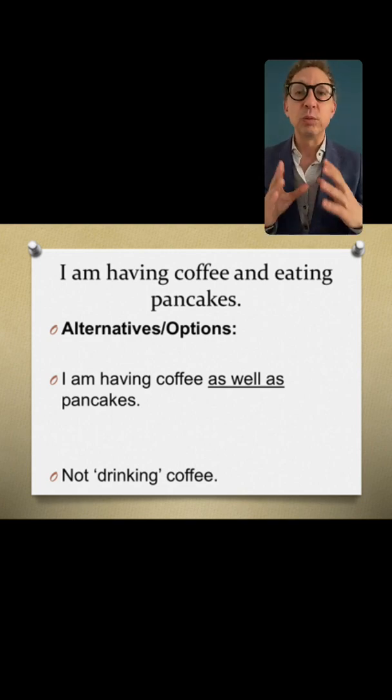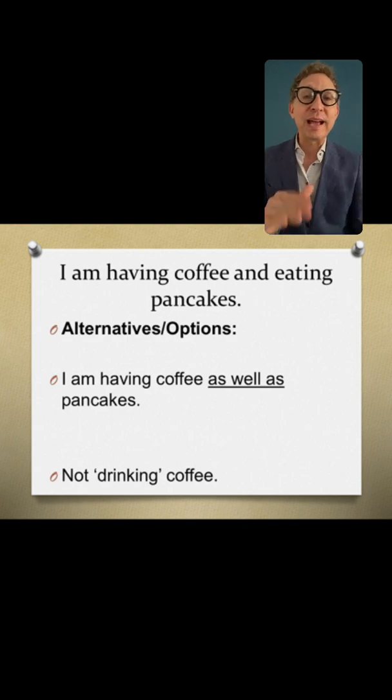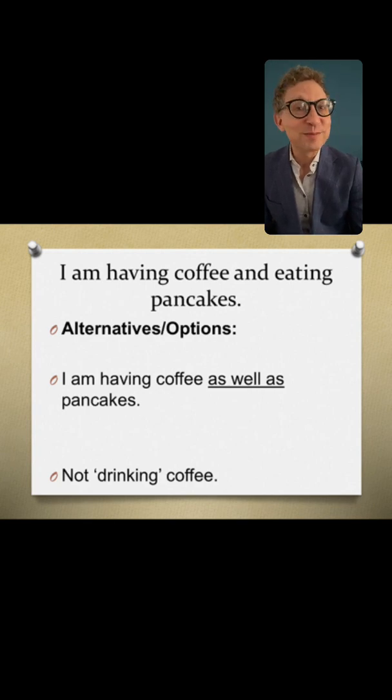Now notice that when we use pancakes and coffee, we have to think of a verb form, am having, that matches both, or that collocates with coffee and pancakes. So I can't say I'm drinking coffee as well as pancakes, because you don't drink pancakes. You have to use a word that applies to both, which in this case is having. Having is a very common word here. It means lots of different things. In this case, it means drinking and eating. I'm having coffee as well as pancakes.